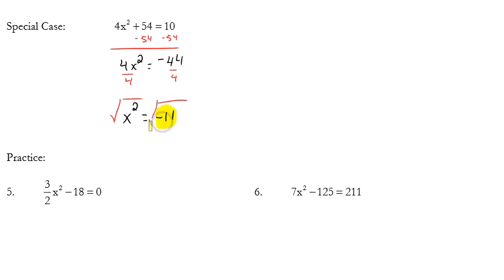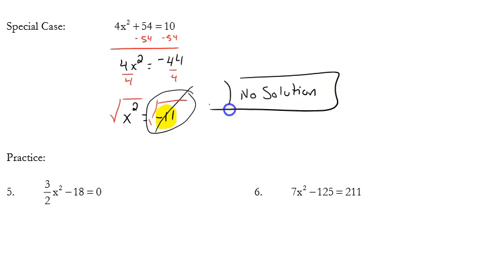Am I allowed to have a negative inside a square root? You're right, I'm not. Because there's no number I can multiply by itself and wind up with a negative. My number is either positive, and positive times positive is positive, or my number is negative, but a negative times a negative is also a positive. When this happens and we cannot do it, that's when we get no solution as our final answer. There is no algebraic solution to this equation.